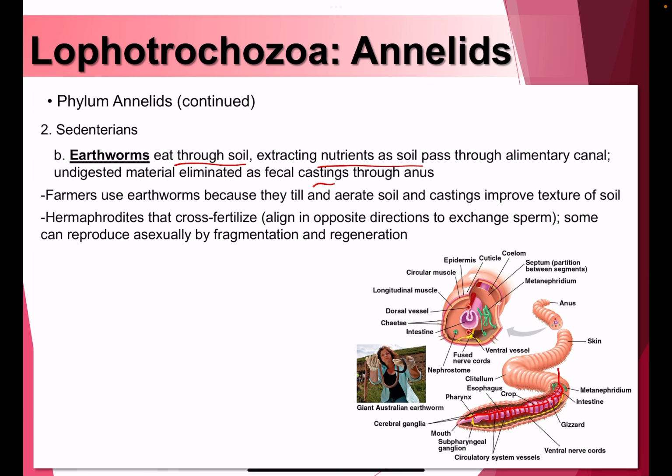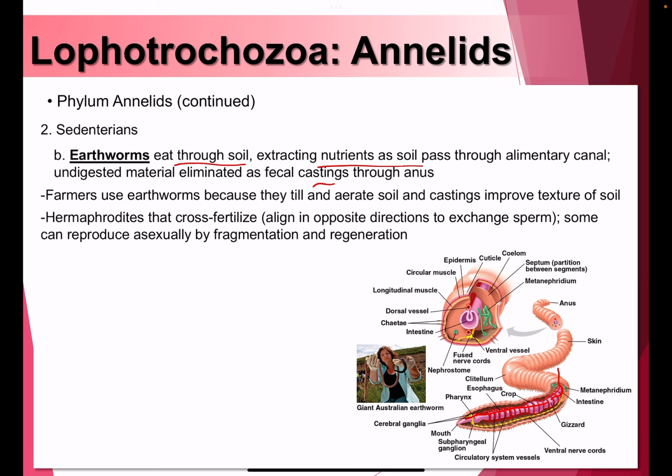Even though some people don't like worms, they are actually very beneficial for agricultural purposes. Farmers actually use earthworms because as these earthworms are burrowing through the soil, they till and aerate the soil. And when they release these fecal castings, the castings actually improve the texture of the soil.